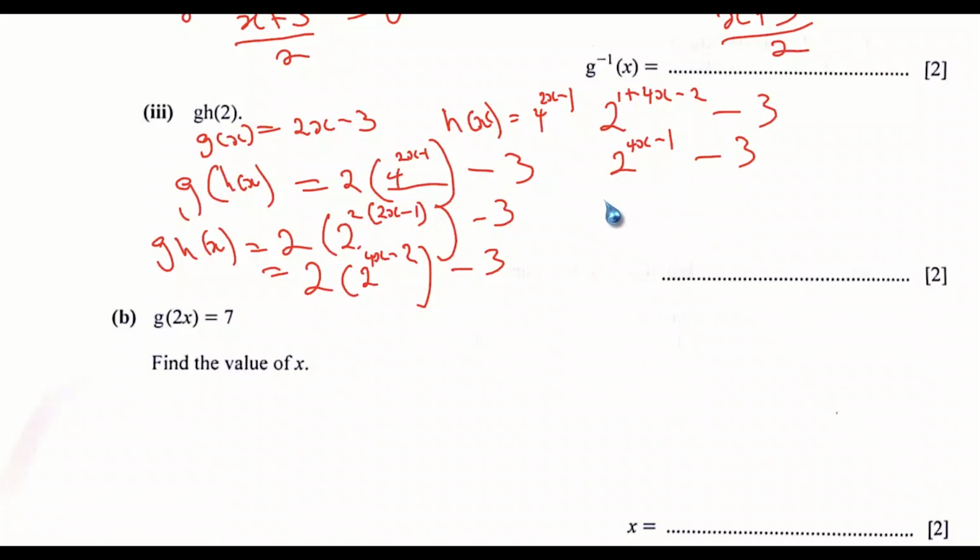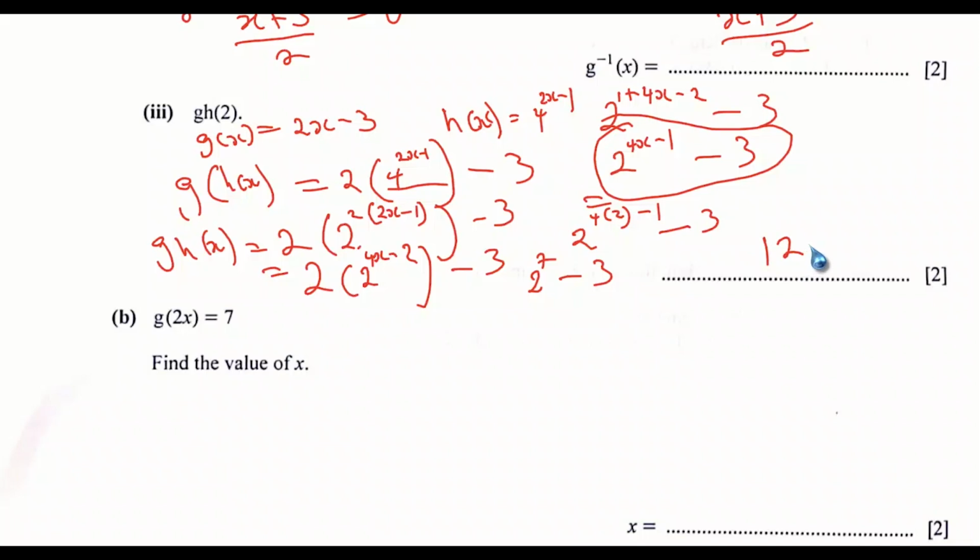So gh of 2 will now be, anywhere we see x, we put 2 there, because this is currently gh of x. So that will be 2 to the power of 4 into 2, then minus 1, then minus 3. So 4 into 2, that is 8. 8 minus 1, that is 7. So we have 2 to the power of 7, subtract 3. 2 to the power of 7 is 128, subtract 3, that will be 125. So gh of 2 is 125.